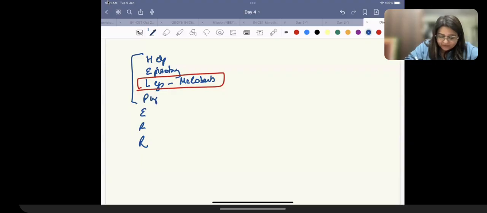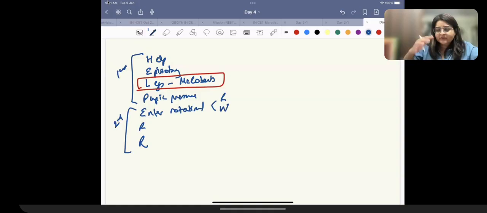Then you have suprapubic pressure. These are your first line maneuvers. Then you have the second line maneuvers, the internal rotational maneuvers. In this, you have Rubin's and Woodscrew. Rubin's means adducting the arm, reducing the biacromial diameter. Woodscrew is where you try to rotate the baby by 180 degrees.